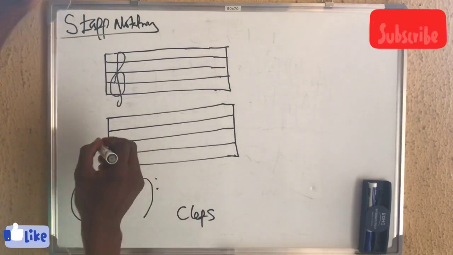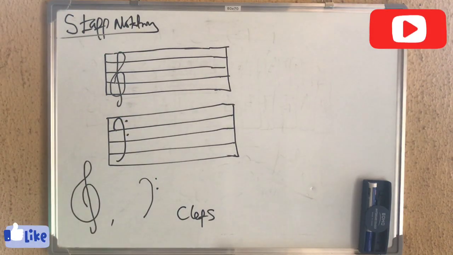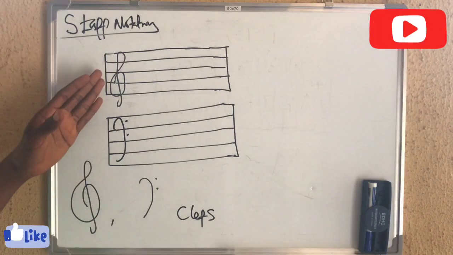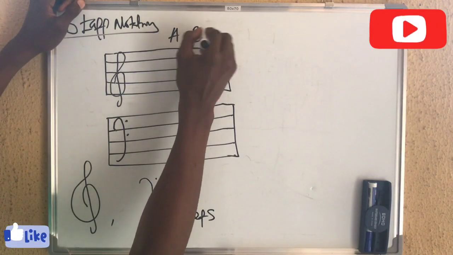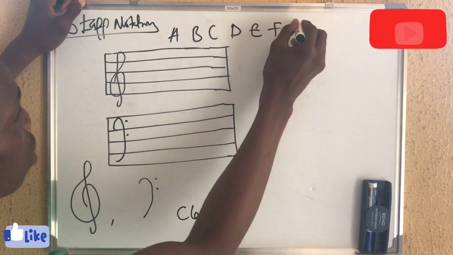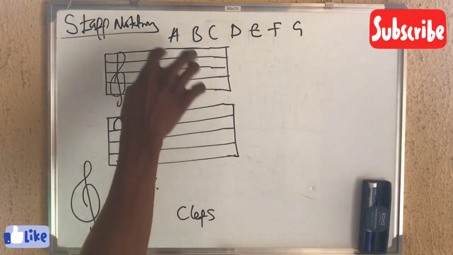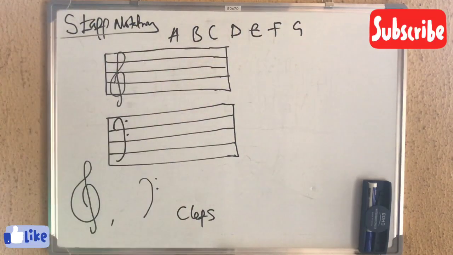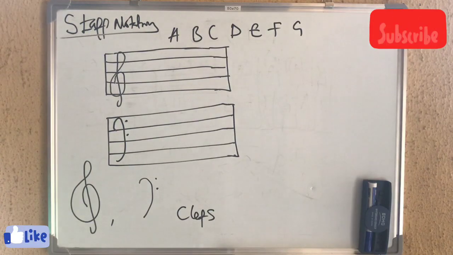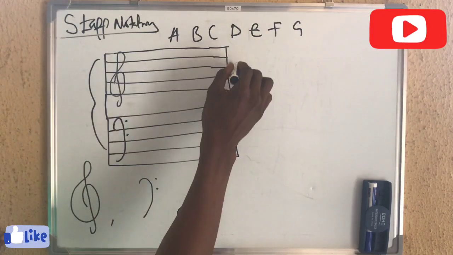So let's put the bass clef here. This is the bass clef. So you can see now there is a difference. This one is having one thing, and this one is having another thing. So A B C D E F G, these are the seven alphabetical keys we have on the keyboard. I am going to substitute these seven alphabetical keys into this staff notation, into this grand staff, like those doing mathematics. We'll call this the grand staff.